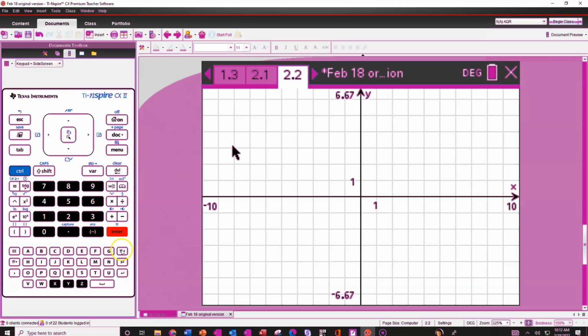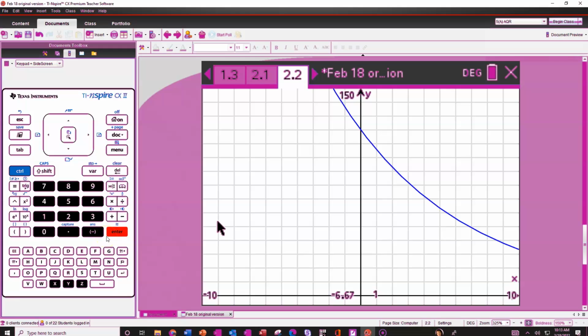Again, we don't see our graph. Do you know why? How much caffeine did we start off with? 120. Right now, the most we can show is 6. So just so that I have room to show everything, I'm going to take it up to about 150 because we're decreasing. 150 should be plenty.